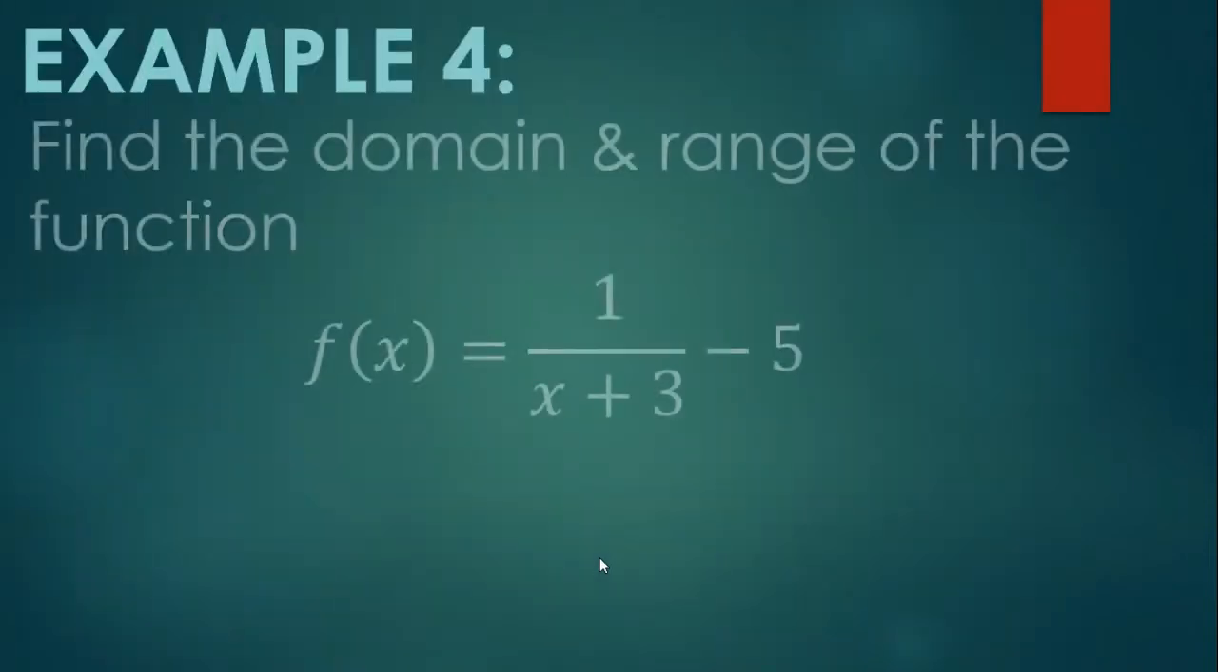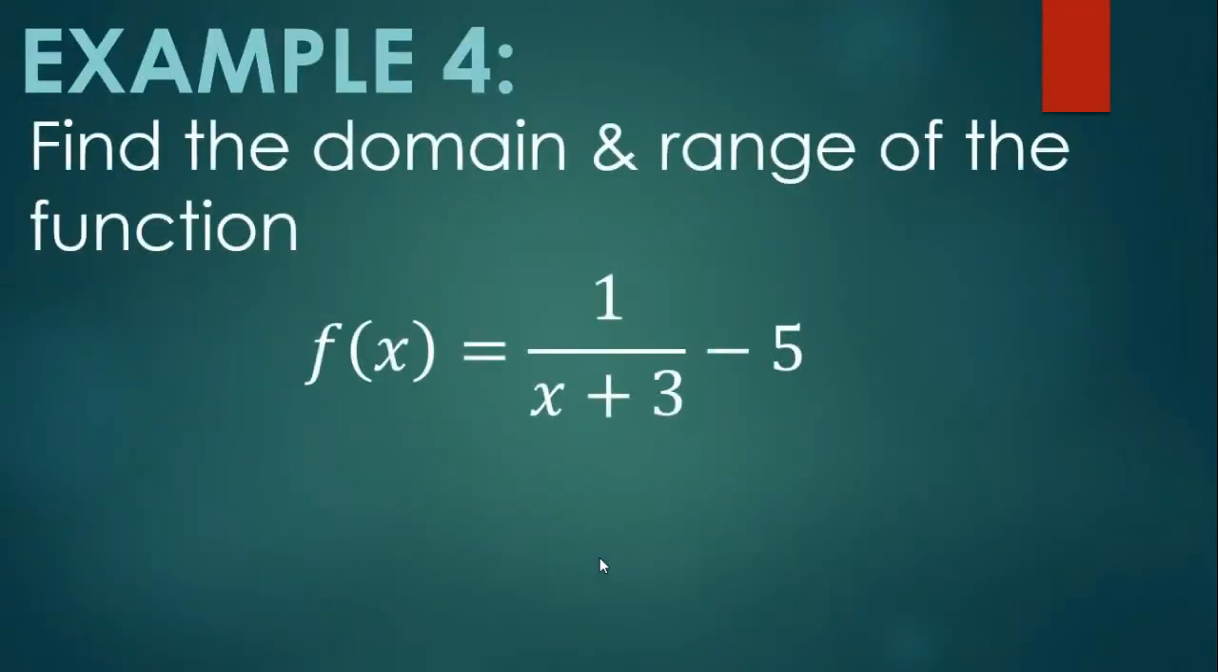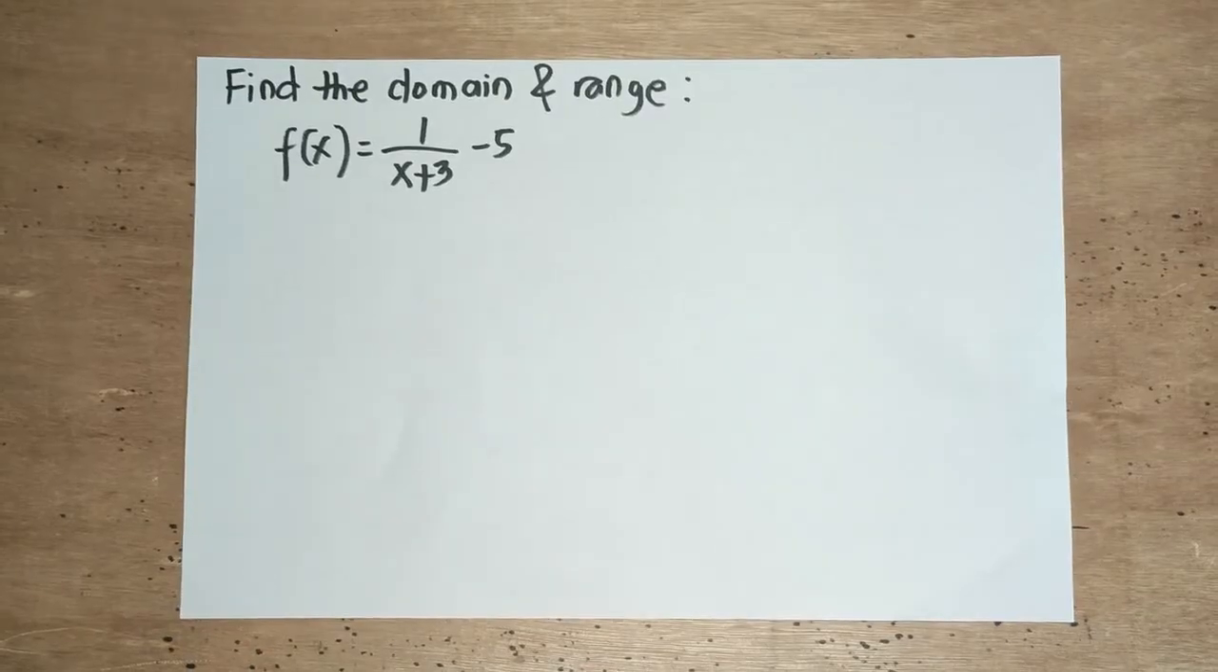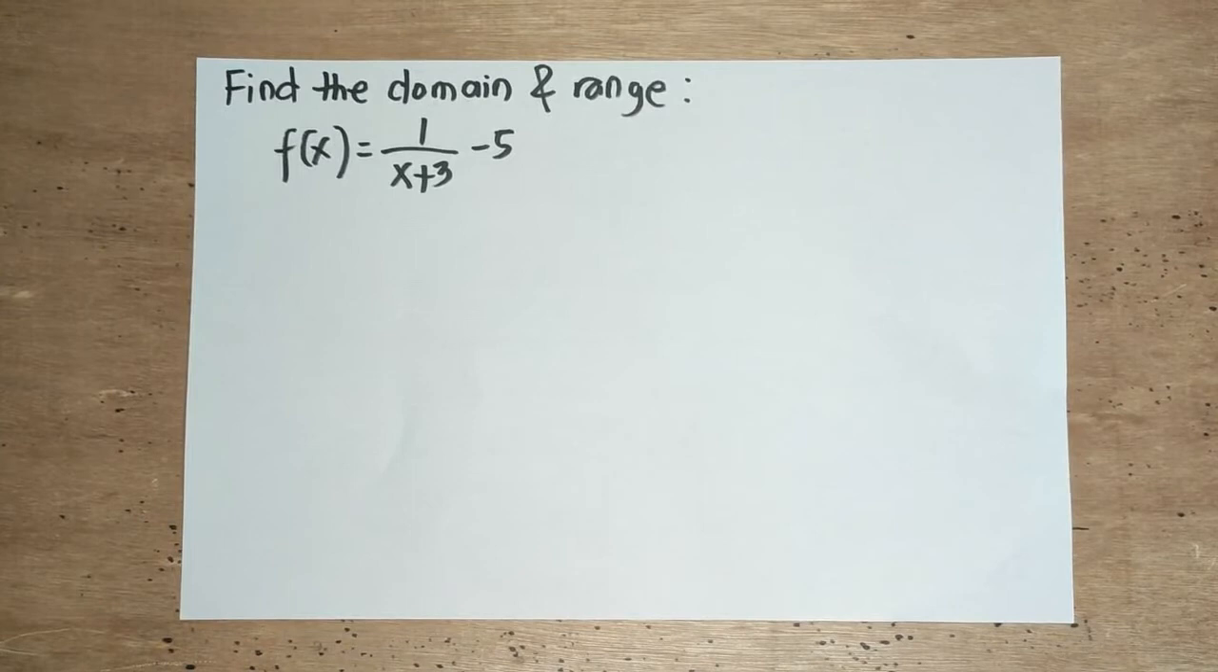Example number 4. Find the domain and range of the function f of x is equal to 1 all over x plus 3 minus 5. For the solution, watch this video. In this example, we find the domain and range of the function f of x is equal to 1 all over x plus 3 minus 5.